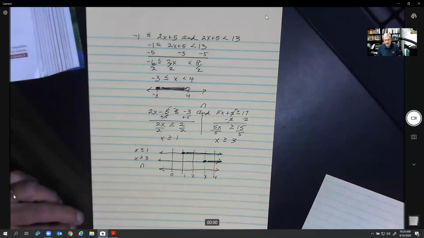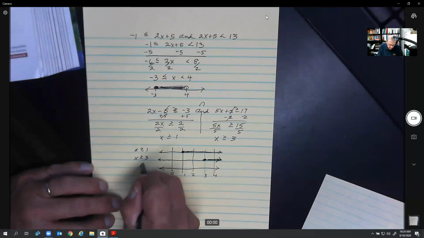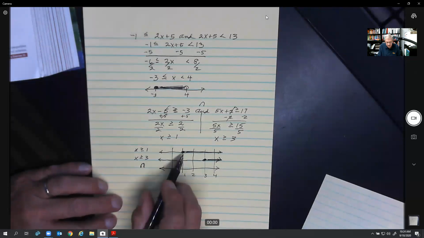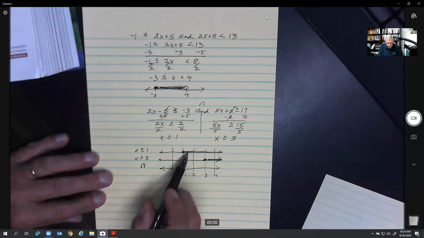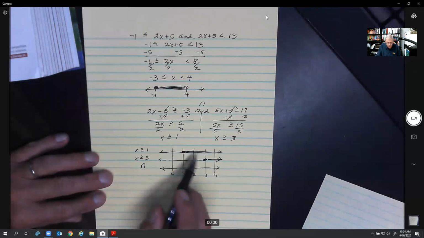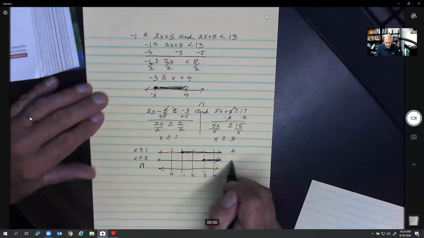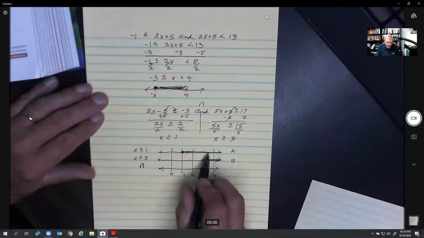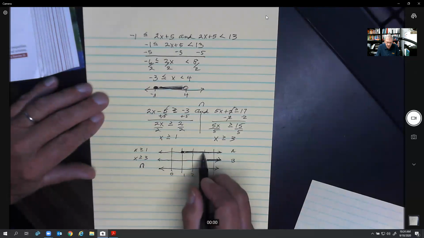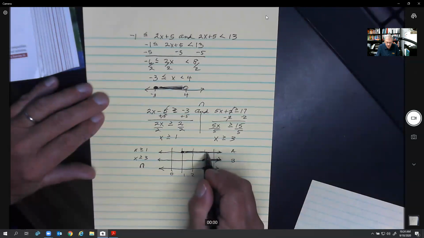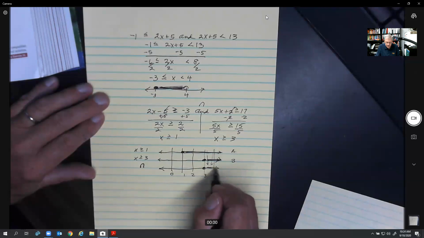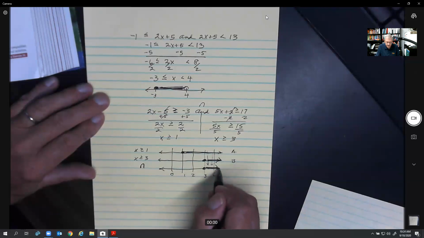So what is the intersection of these two? The intersection is the points they have in common. In other words, you need a point that's common in A and common in B. They both share the same number 3, so we can project that down. They also share all these other points. We can project those down. So it's anything from 3 on.